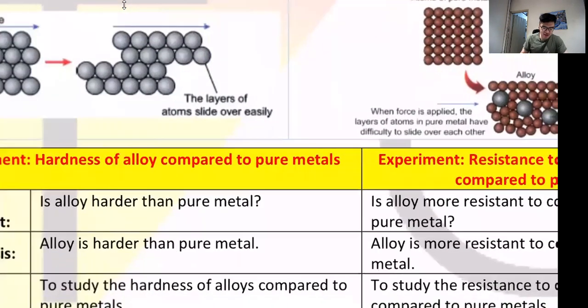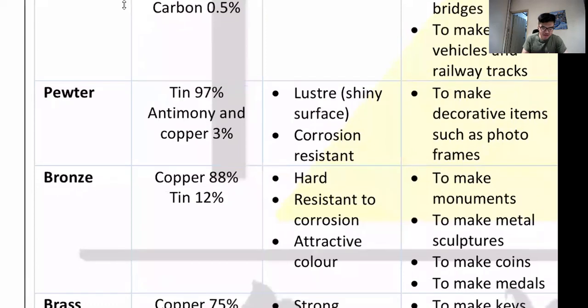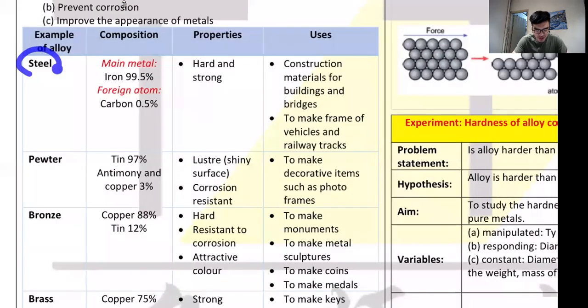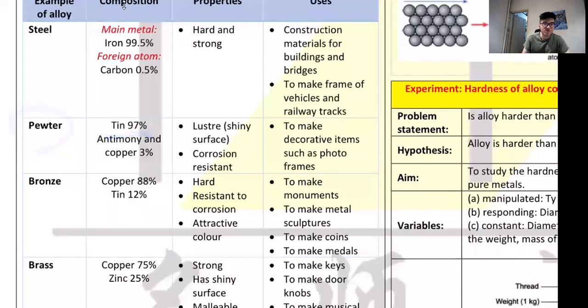Okay, what are the examples of alloys you use? We use steel. Remember what is steel? When you mix a little bit of carbon into iron, you get something called steel. We call it carbon steel. Okay, they are hard and strong. They are a bit more resistant to corrosion. Steel will still rust, but it rusts at a much slower rate compared to pure iron. Iron will just rust very quickly. Okay, so you know what's a pewter? You use tin in it. You know the tin, right?